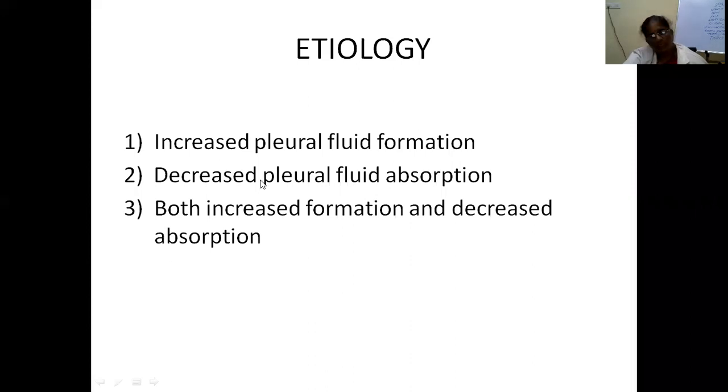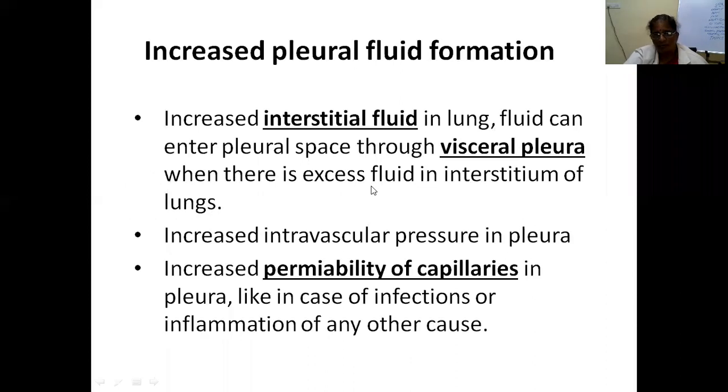Whenever there is increased pleural fluid formation, or decreased pleural fluid absorption, or when there is more fluid formation and lowered absorption, we will have accumulation of fluid, and that is called pleural effusion. Increased pleural fluid formation occurs when there are lung parenchymal diseases like infections and inflammations, which will increase the interstitial fluid formation, and that will enter the pleural space through the visceral pleura.